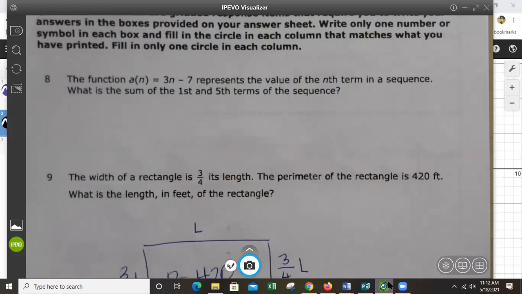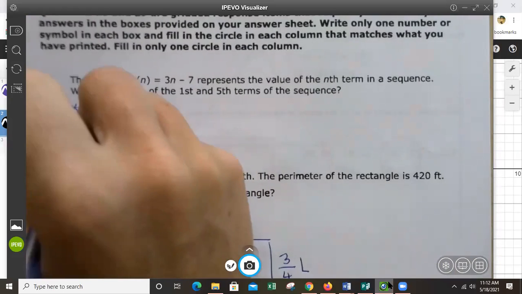It says the function a of n equals 3n minus 7 represents the value of the nth term in the sequence. What is the sum of the first and fifth terms? All this means is plug in 1 and plug in 5. And then it says, what is the sum of those? So here's what you're going to do.